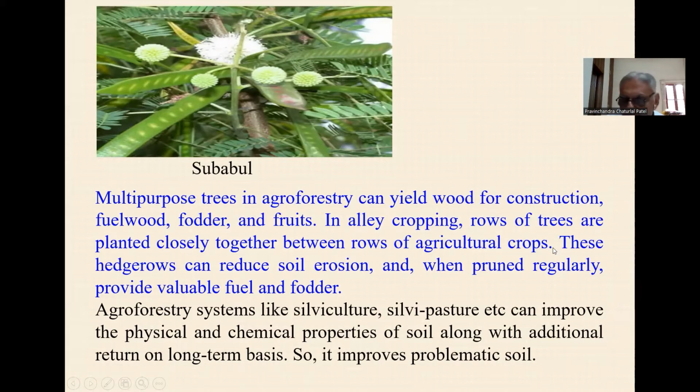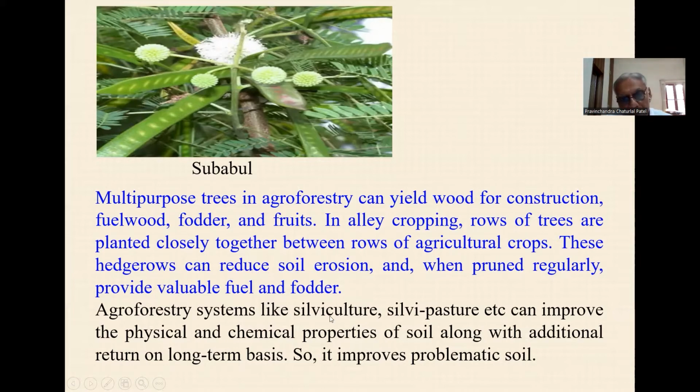So, you can take agriculture crops. These hedgerows can reduce soil erosion. You know the benefit of Subabul is to reduce soil erosion, and when pruned regularly, it provides valuable fuel and fodder.